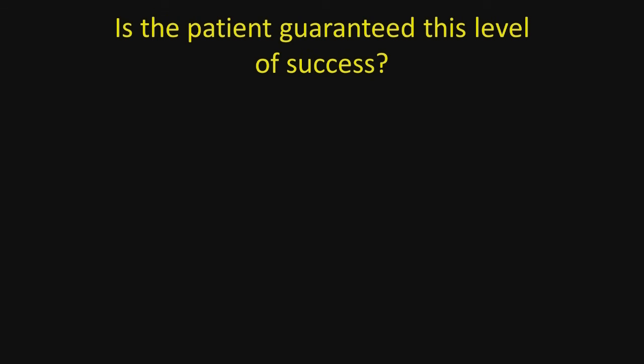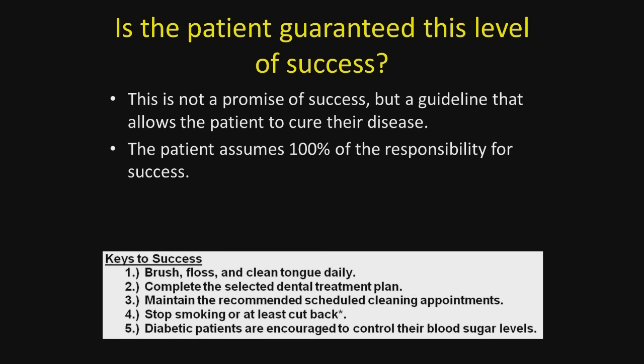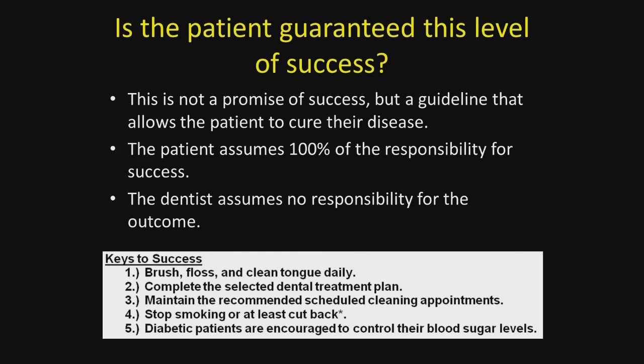Is the patient guaranteed this level of success? This is not a promise of success, but a guideline that allows the patient to cure their disease. Number 2, the patient assumes 100% of the responsibility for success. For as we look to the keys to success which we've given you, all of those are under the control of the patient. And if they violate those, like not keeping maintenance appointments, that's not your fault if they fail. But if you do all the things, or they do all the things we've suggested in this video, I think they can be cured of their disease. So the dentist assumes no responsibility for the outcome.